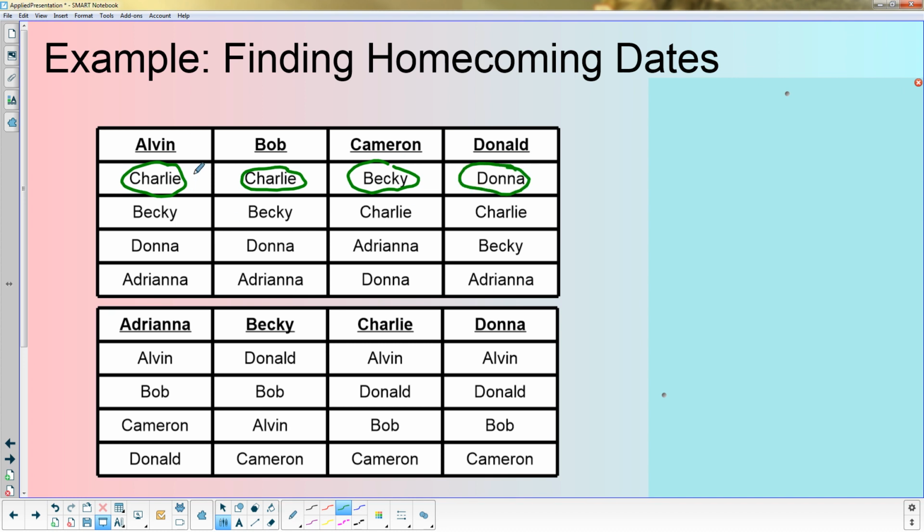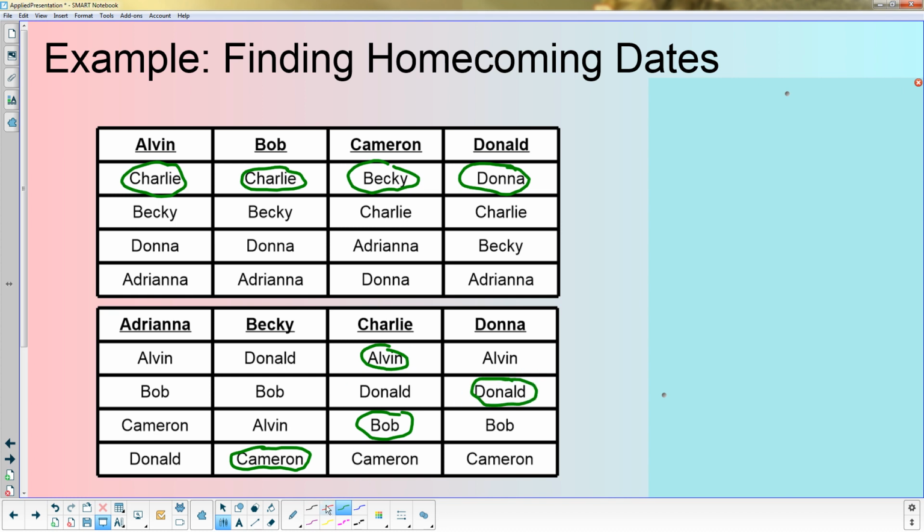So Alvin will propose to Charlie. Bob will also propose to Charlie. Apparently Charlie's the popular girl. Cameron will propose to Becky, and notice that she's going to tentatively accept that since it's the only proposal that she gets. And Donald will propose to Donna.